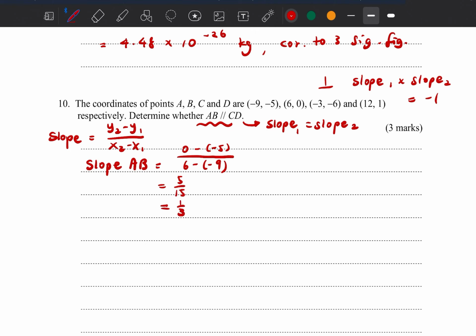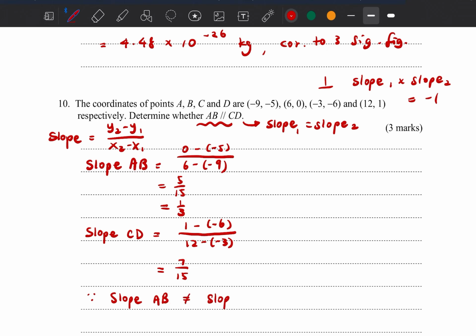Okay, so if you forgot about this, please go back and revise your chapter 13, because this is the easiest part already. You have quite a few formulas for this chapter and a lot of information you have to remember, so go back to it. Because you have to show me you know that slope AB doesn't equal slope CD, explain a little bit. Therefore, AB is not parallel to CD.